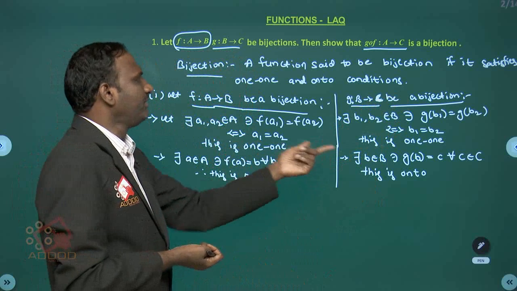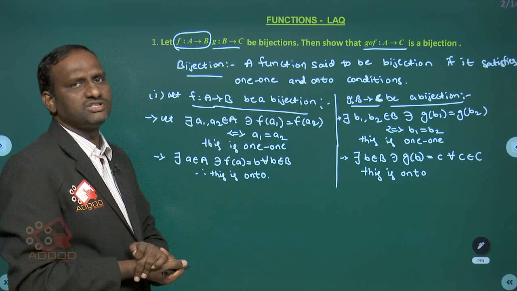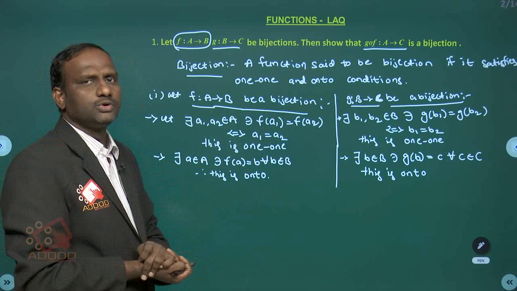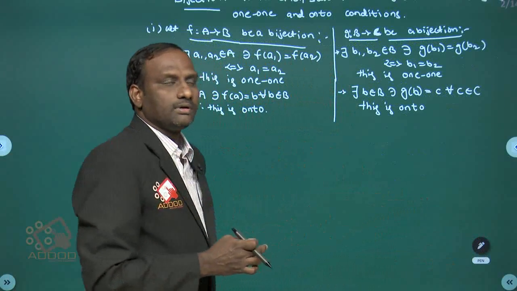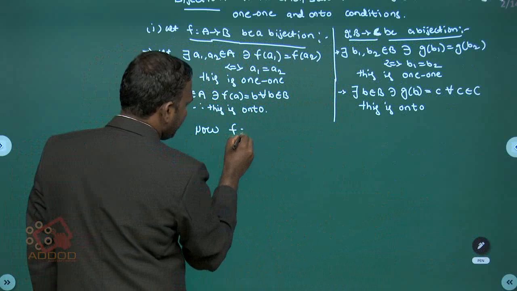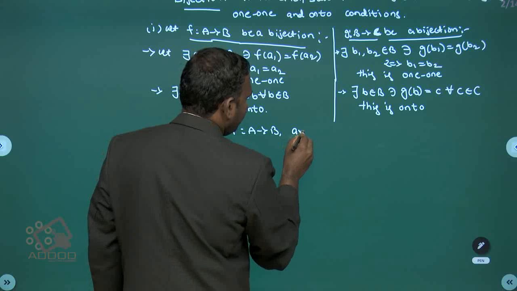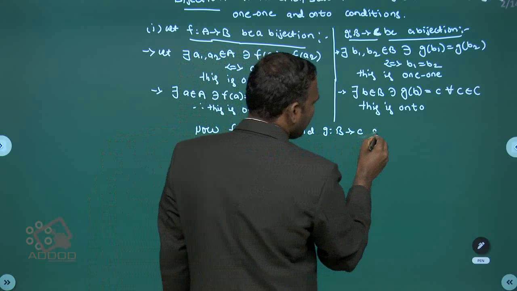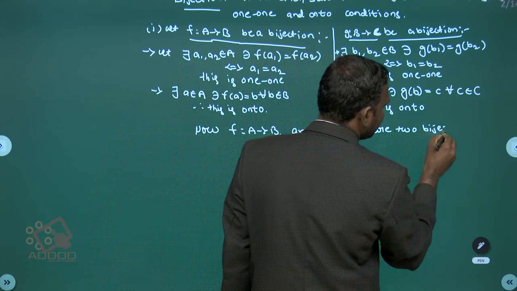Now we need to combine these two functions into g∘f. That is named the composition of two functions. So here I am taking f, a mapping from A to B, and g, a mapping from B to C, as two bijective functions.